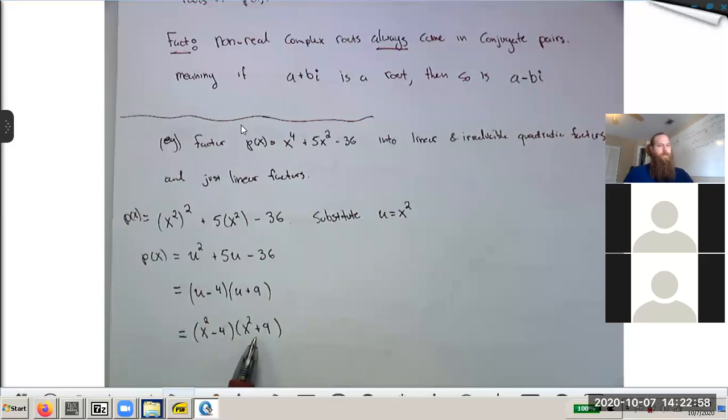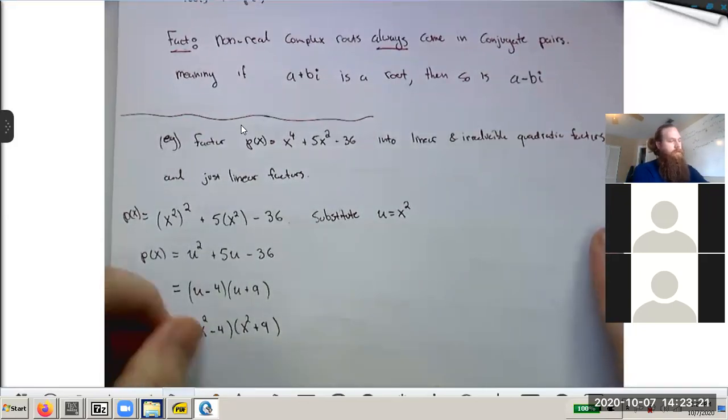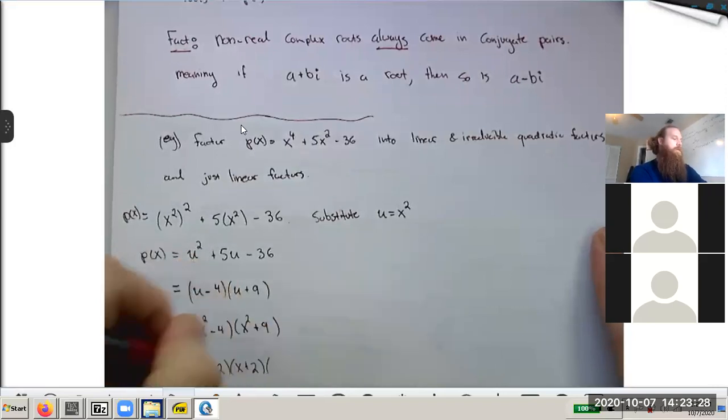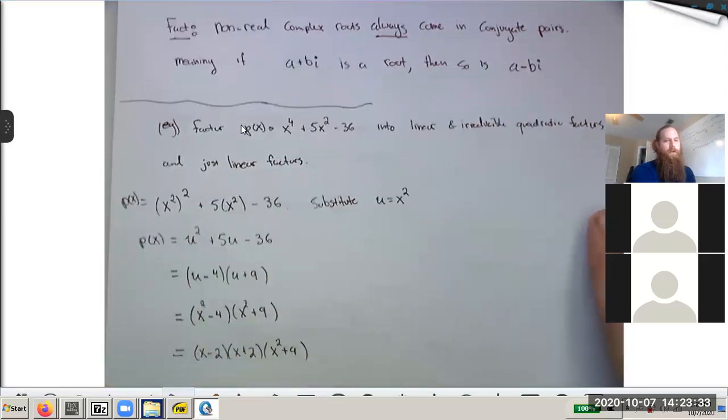This piece is irreducible over the reals, but this piece factors further. X squared plus a constant is always irreducible over the reals, because it's a vertically up-shifted version of x squared. You know it won't have any x-intercepts. But the x squared minus 4 I can factor further as x minus 2 times x plus 2. So I get x minus 2, x plus 2, x squared plus 9. And that would be your answer for part A.